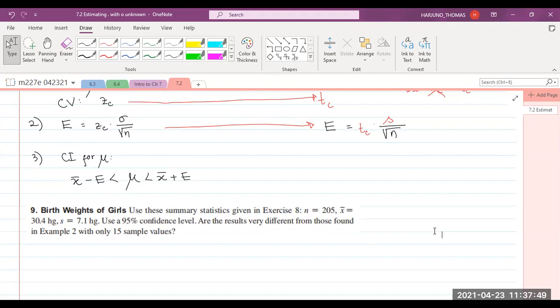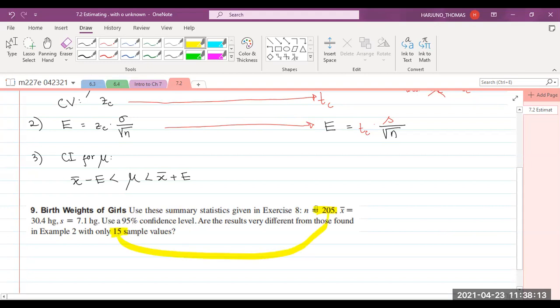Now, you don't need to worry about the follow-up question: are the results very different from those found in example 2 with only 15 samples? If your sample sizes are very different like this, of course you expect the confidence interval will be very different, because the larger the sample size, the more accurate our answer is supposed to be. There's strength in numbers, there's accuracy in numbers.